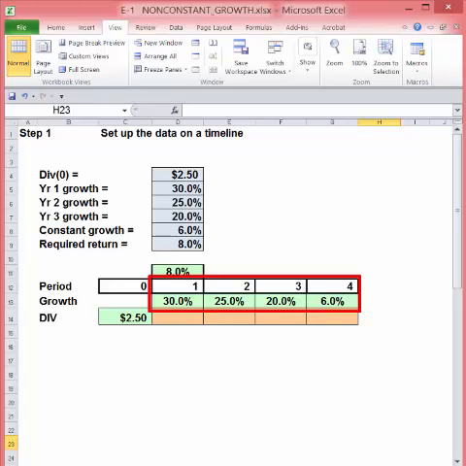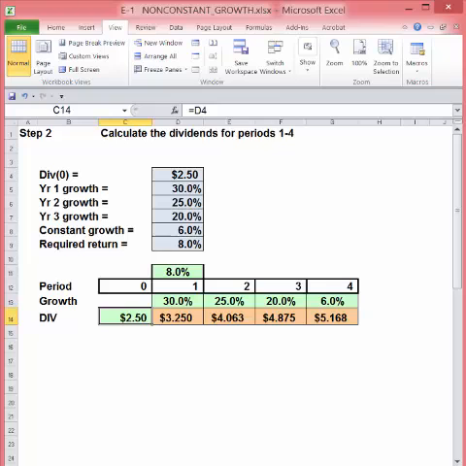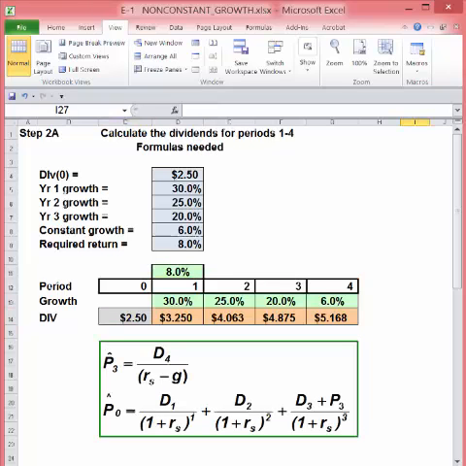Show the expected growth rates above the appropriate period and the required return above the period line. Step 2, calculate the dividends for periods 1 through 4 using the given growth rates and add them to the timeline. Step 2A, now that we have the dividends, here's how we're going to use our basic formulas to find the value of ABC stock.